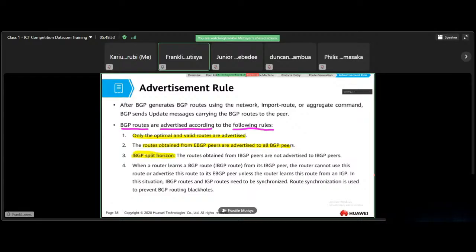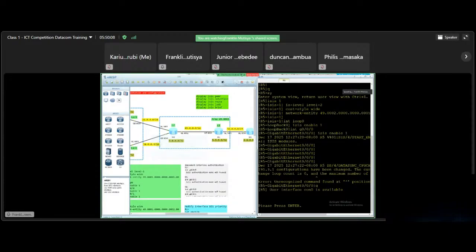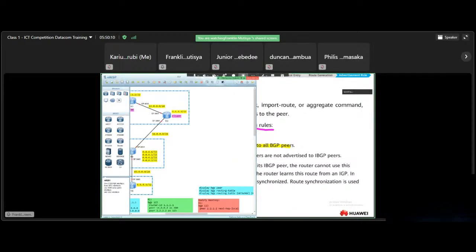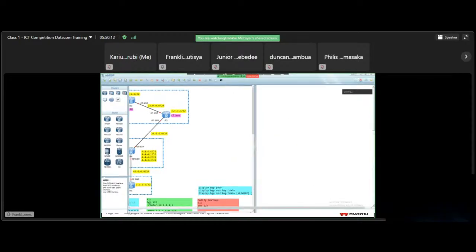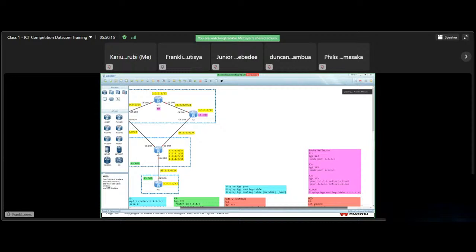So if a router receives, let me have a topology. Let me have a topology, just one moment. Let me have a topology we can make reference to. Okay, we have a topology now.